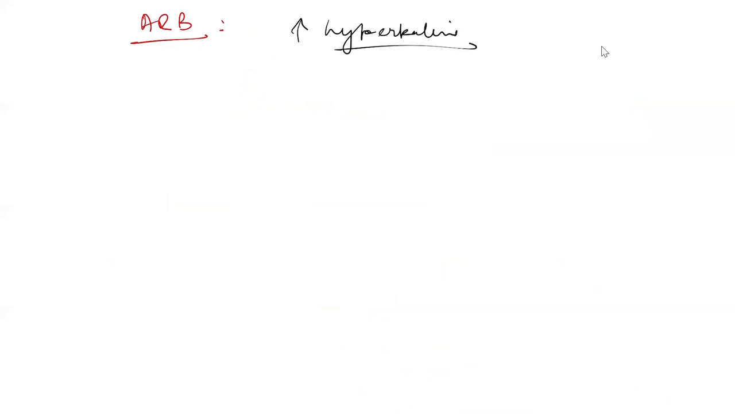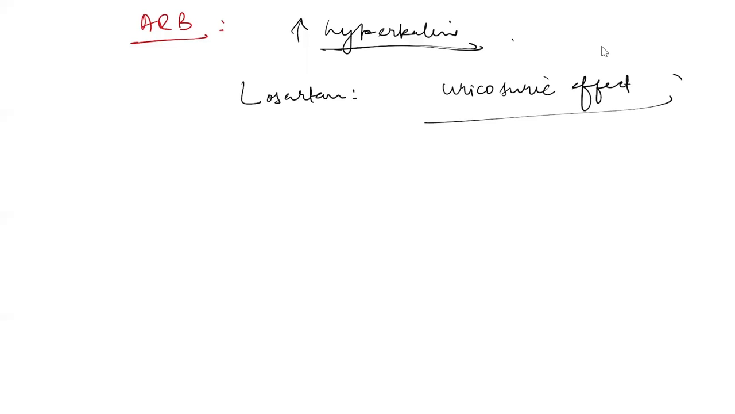Another point about them is that losartan is one ARB that has a uricosuric effect too, so we can give it in patients with gout. Again, telmisartan is the longest acting ARB.